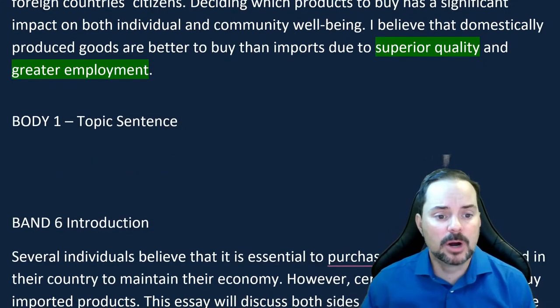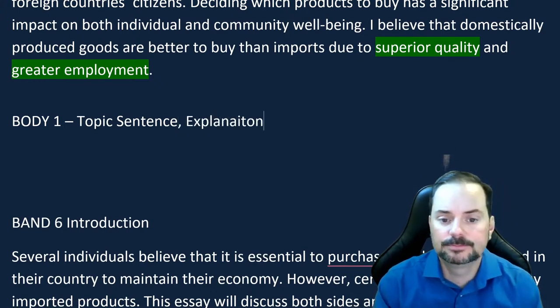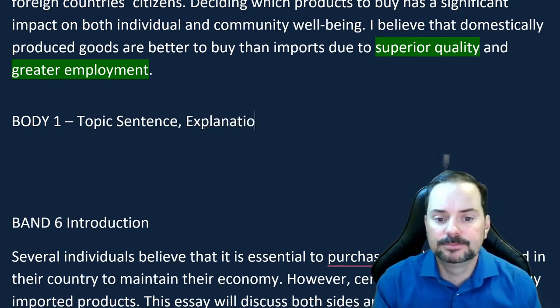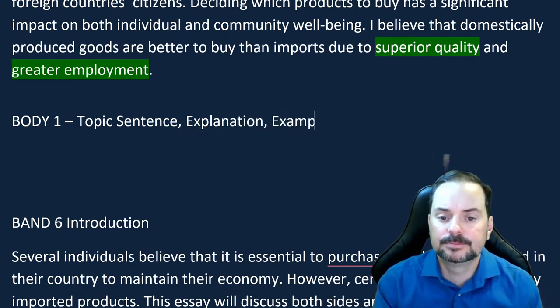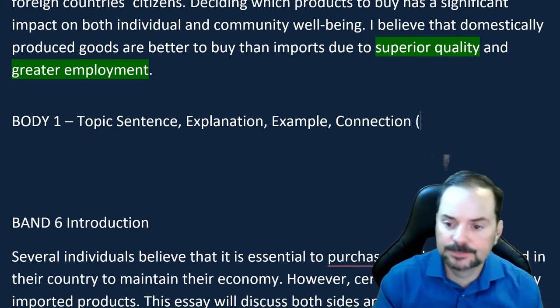Okay, body 1, topic sentence, explanation, example, connection. Okay, so here, this one is about superior quality.